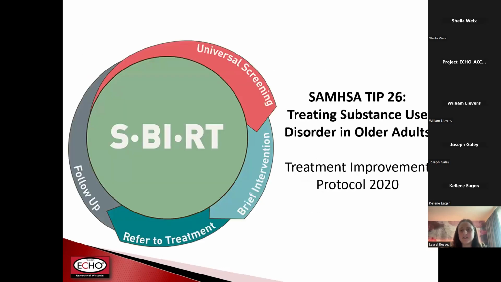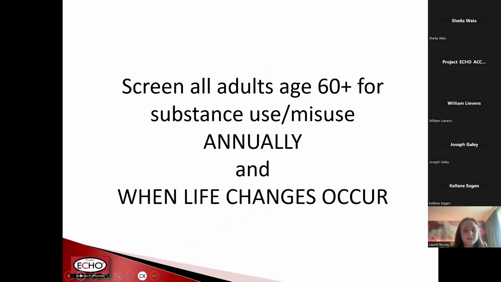So SBIRT is something I'm sure people are familiar with. It's the model recommended that we use with any adult within our treatment settings in terms of universal screening and intervention. And then just to call attention, there is a SAMHSA Treatment Improvement Protocol 26 about treating substance use disorder in older adults. It's a really helpful document and it's free and accessible to use. So if you're treating older folks, consider taking a look at that.